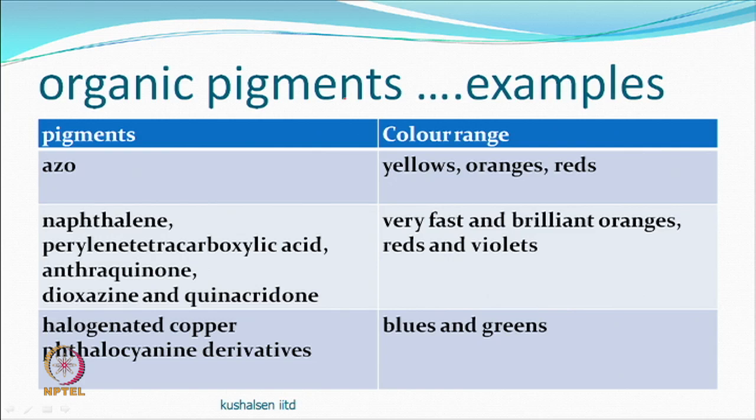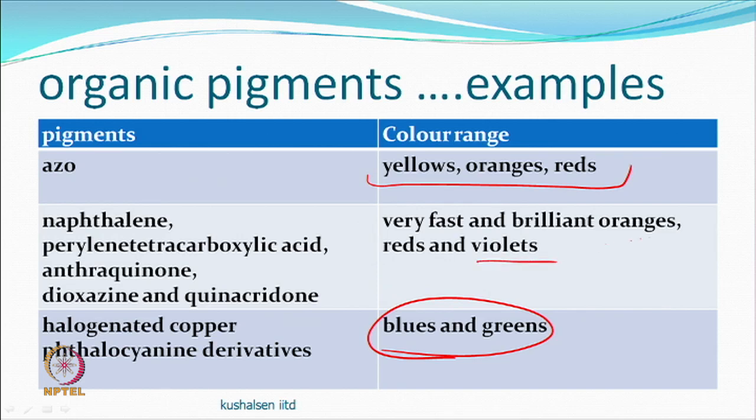They are very fast and very brilliant. They give oranges, reds and violets, so the range is pretty good. Then there are phthalocyanine derivatives which have some metal like copper. So, copper based phthalocyanine derivatives, if you remember, you had direct dyes also based on phthalocyanine derivatives. Blues and greens can be obtained using phthalocyanine. So, they are beautiful blues, and so you have a range of oranges and reds and violets also.